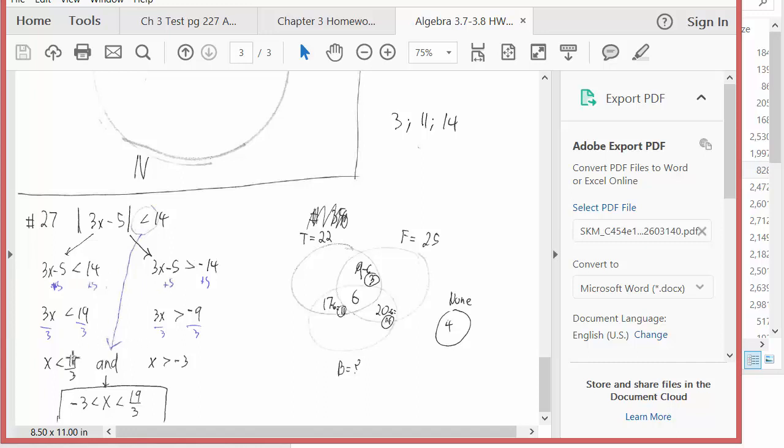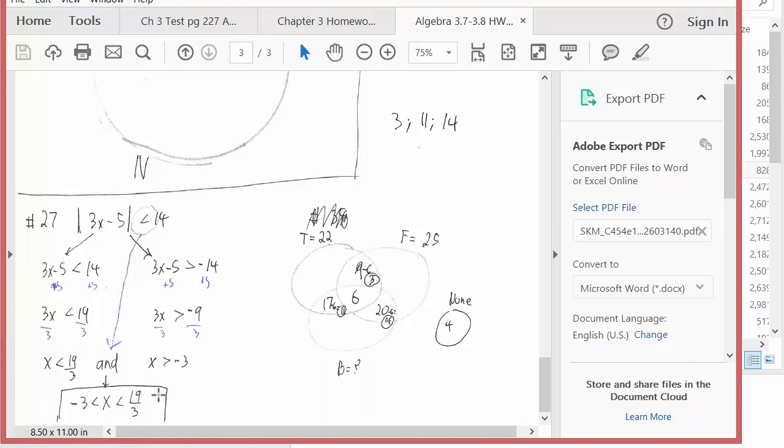Now we want something that's less than 19 thirds, but also greater than -3. Well, what does that mean if you're bigger than one number and less than another one? That means you're in between them. And so that means this is your answer. So -3 is less than x is less than 19 thirds. That's a weird way to read this, though. Really, we read this as x is greater than -3, x is less than 19 thirds.